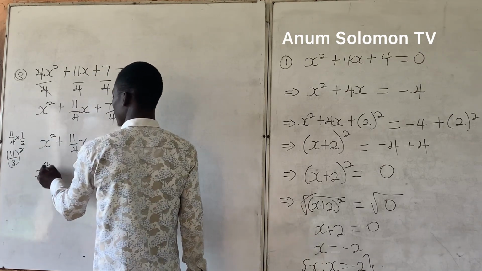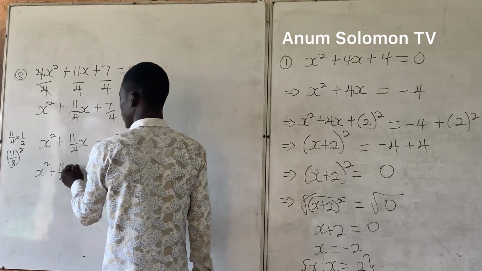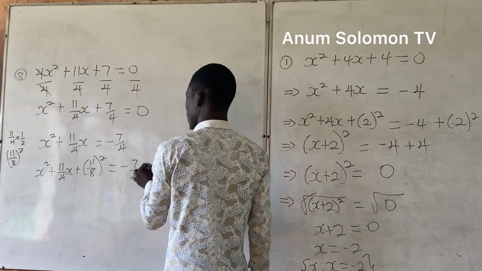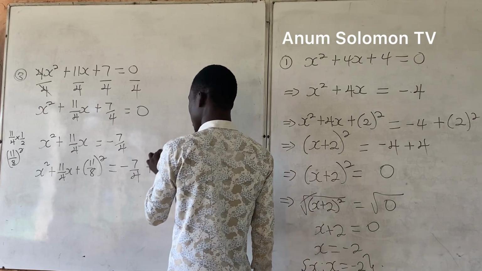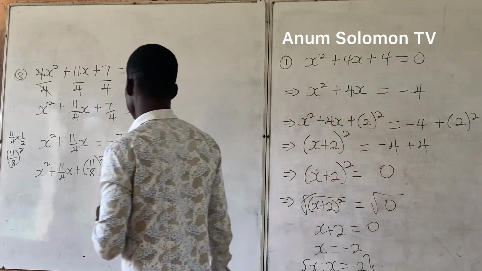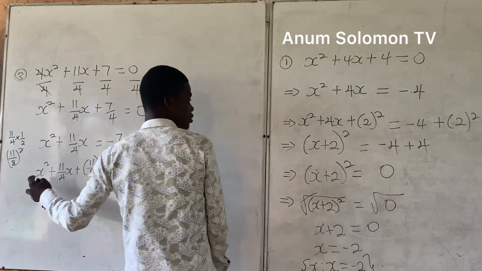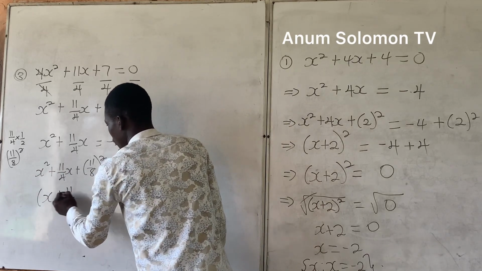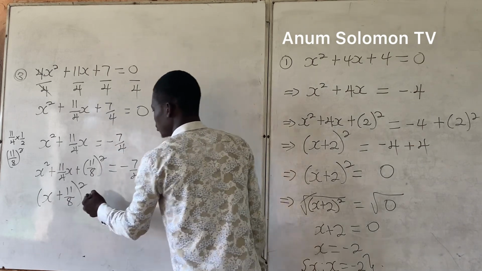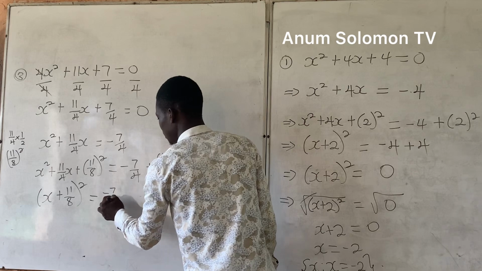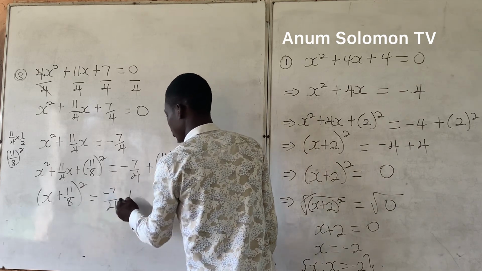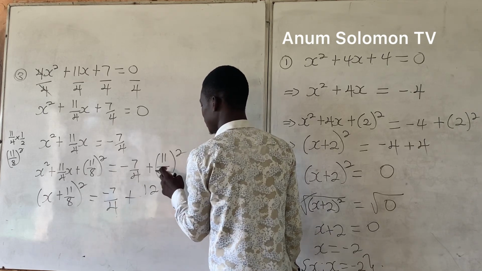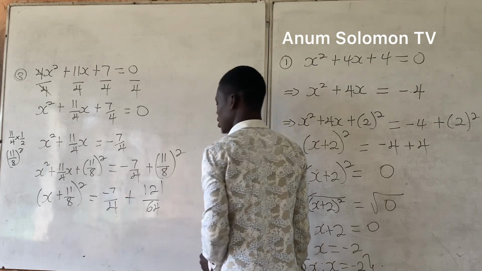We have s squared plus 11 over 4s plus 11 over 8 square is equal to minus 7 over 4 plus 11 over 8 all square. So on this note, let's form our perfect square. Our perfect square is s plus 11 over 8 all square, which is equal to minus 7 over 4 plus 11 square is 121 and 8 square is what? 64.